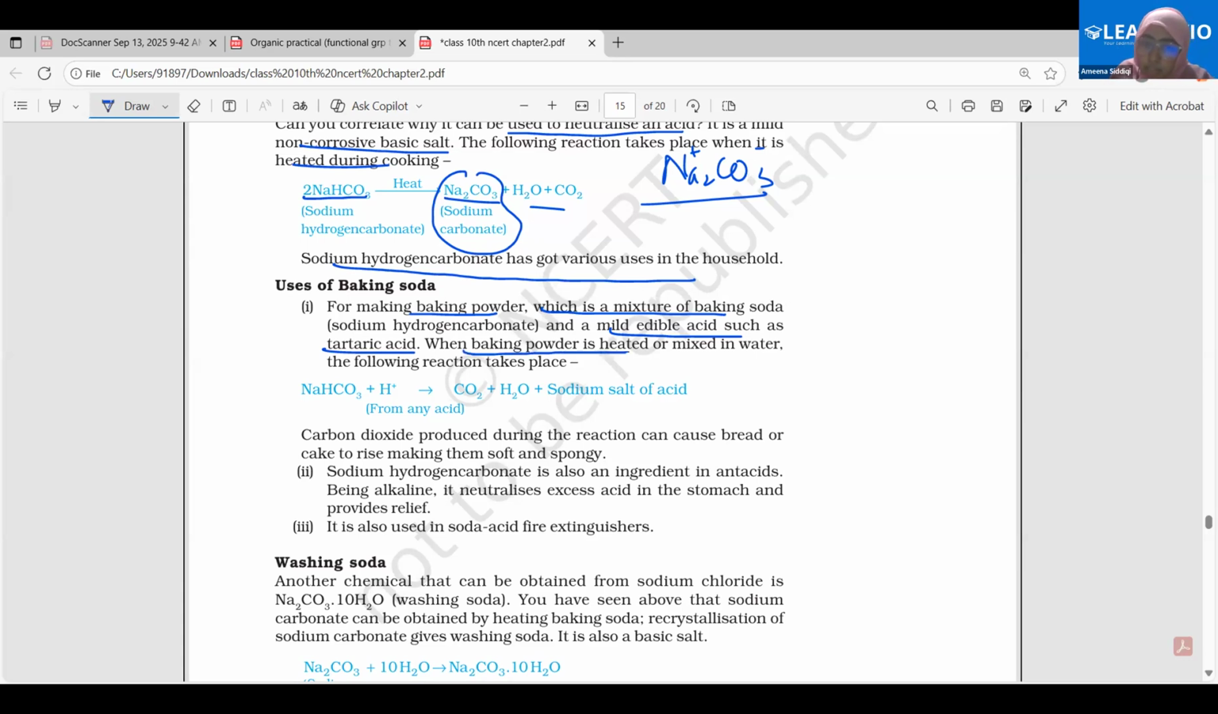When baking powder is heated or mixed in water, the following reaction takes place. We are going to discuss this. Write it. Now, sodium bicarbonate, which is a very mild, non-corrosive basic salt, and H plus, because this is already present in the form of a mild edible acid in the baking powder. When this reaction takes place, salt, carbon dioxide, and water will be released. What type of reaction is this? We have already studied this very quickly. Decomposition. Arfa, what is getting decomposed here?